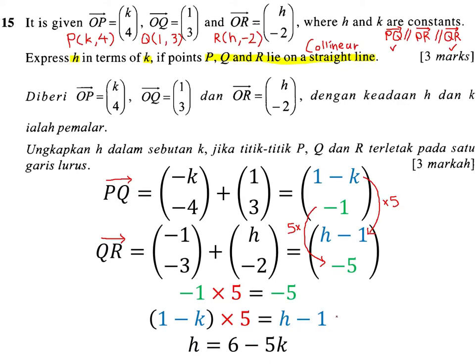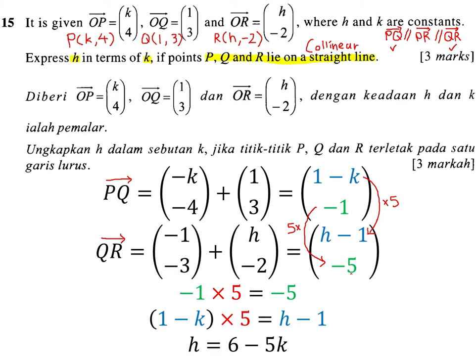Let's say some people maybe cannot see the relation between this negative 1 and negative 5, for example, because sometimes the question is complicated, right? So they cannot see the numbers involved there. If that's the case, then we are going to use another method that I introduced the other day, which is lambda.